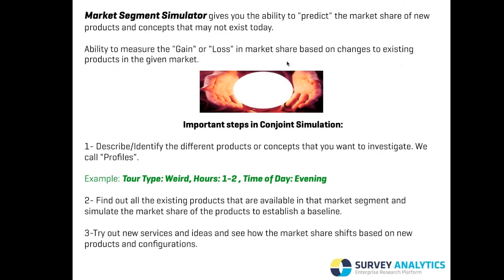The second thing you would do is find all of the existing products that are available in the market segment and simulate their market share to establish a baseline. The third thing is to try out new services and ideas and see how the market share shifts based on new products and configurations. This gives you an opportunity to put together products and packages that didn't even cross your mind when you were originally putting together your conjoint. Based on the features and levels in the conjoint, you can be a little creative and see how that compares to other packages that you're considering.